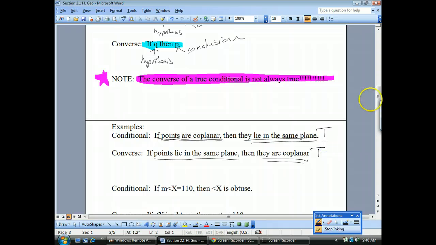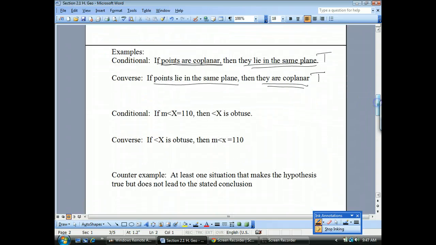Okay? Next example, the conditional. If the measure of angle x is 110 degrees, then angle x is obtuse. So the hypothesis is the measure of angle x equals 110 degrees. The conclusion is angle x is obtuse. So if the measure of angle x is 110, by definition, it is obtuse. So that is a true statement.